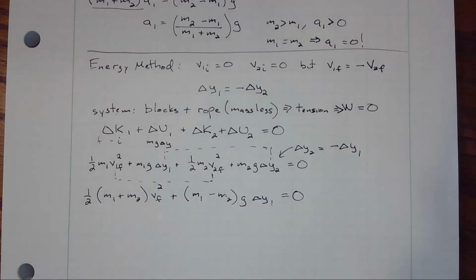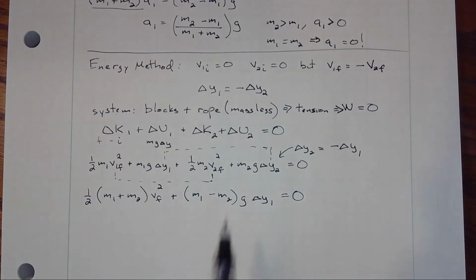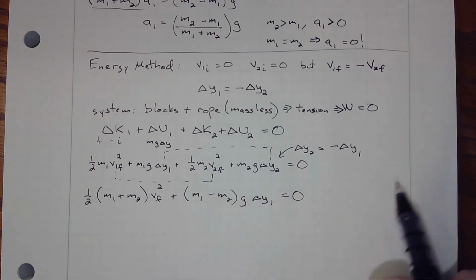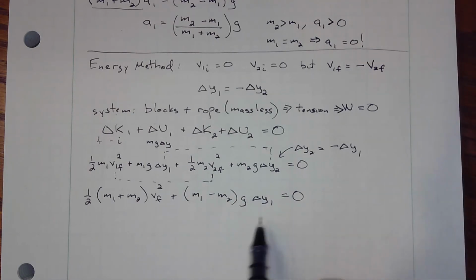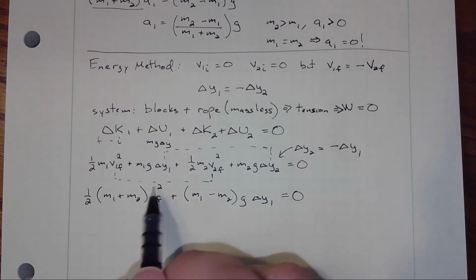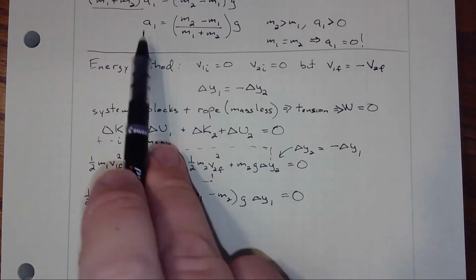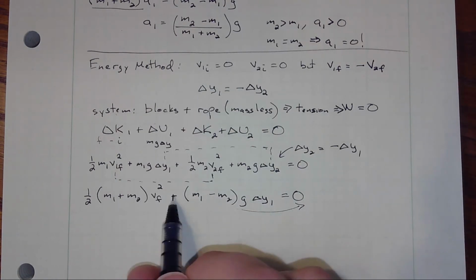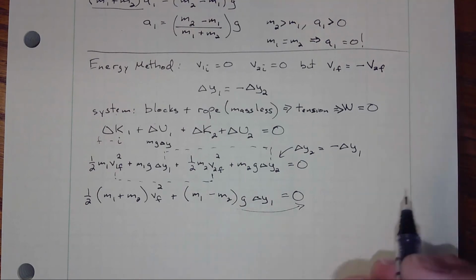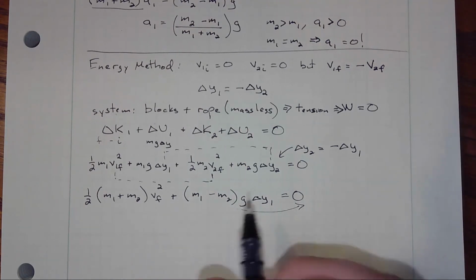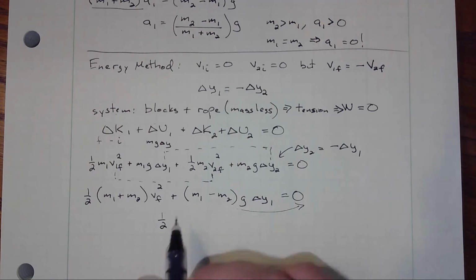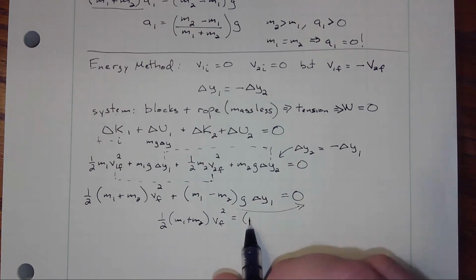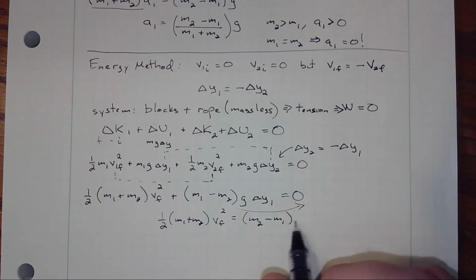Already you can start to see, since we already know the answer, where some of these terms are coming from. And then to connect this to the acceleration, we're going to have to use a kinematic equation. In other words, since we have a velocity and a distance here, which we didn't have in our overall expression up here, I'm going to move that to the other side of the equation. That becomes negative, but I can assign that negative sign to this term in here, so it just flips direction. So this is just going to give me 1/2 m1 plus m2 v final squared is equal to m2 minus m1 times g delta y1.